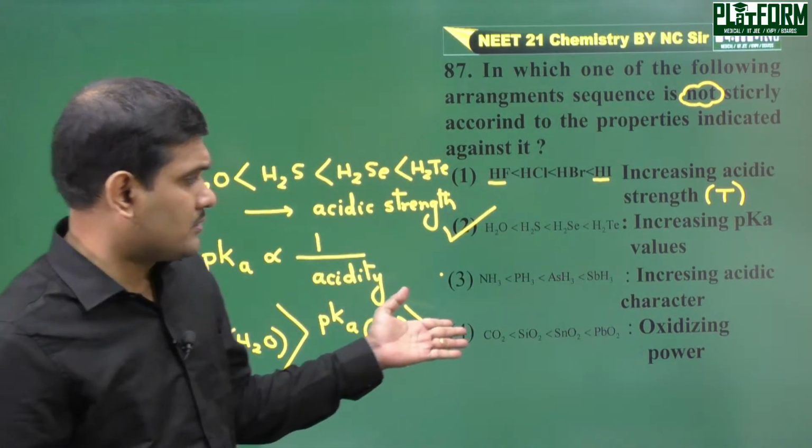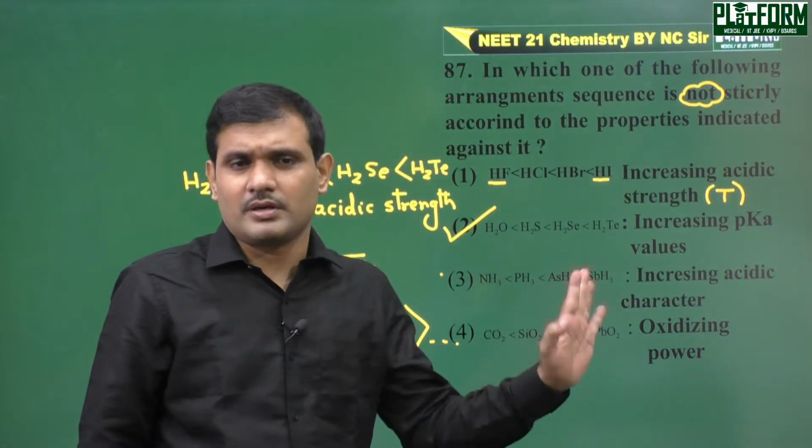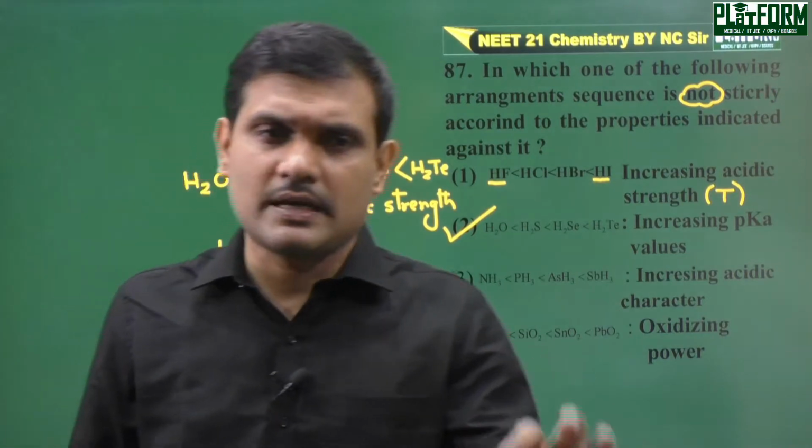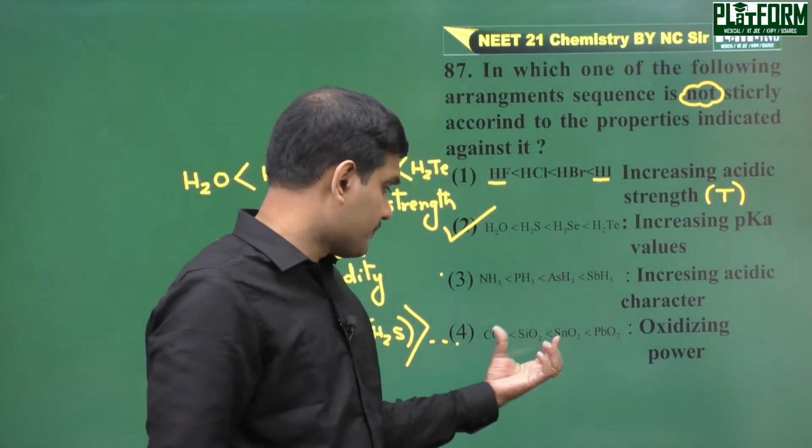So let us go for the check of the next options. NH3, PH3, AsH3. Again down the group size increases, acidity increases. So definitely this is the correct order.